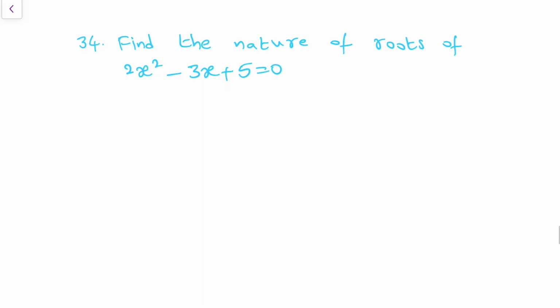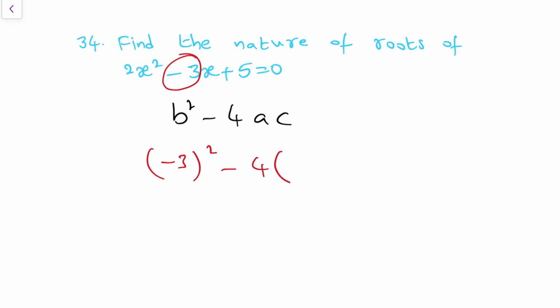Now, find the nature of the roots. Even though they are asking for the discriminant or the nature of the roots, both use the same formula, that is b square minus 4ac. What exactly does b square minus 4ac mean? b is the x coefficient, a is the x square coefficient, c as usual is the constant. So b square is minus 3 square, minus 4 into a, the x square coefficient 2, into c.